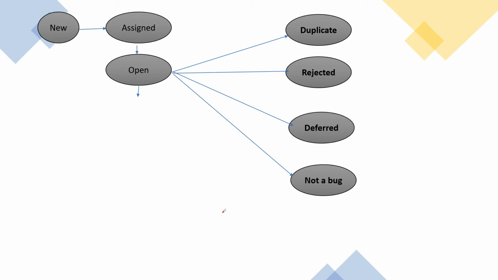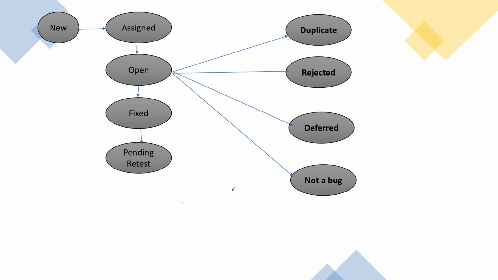Now, if he feels that it is a valid one, then he will work on it and he'll fix it. Then what will happen? He'll update the status as pending retest. Pending retest means I have fixed it. The test engineer needs to pick it and retest it. Okay, that's the state. That is the pending retest state.